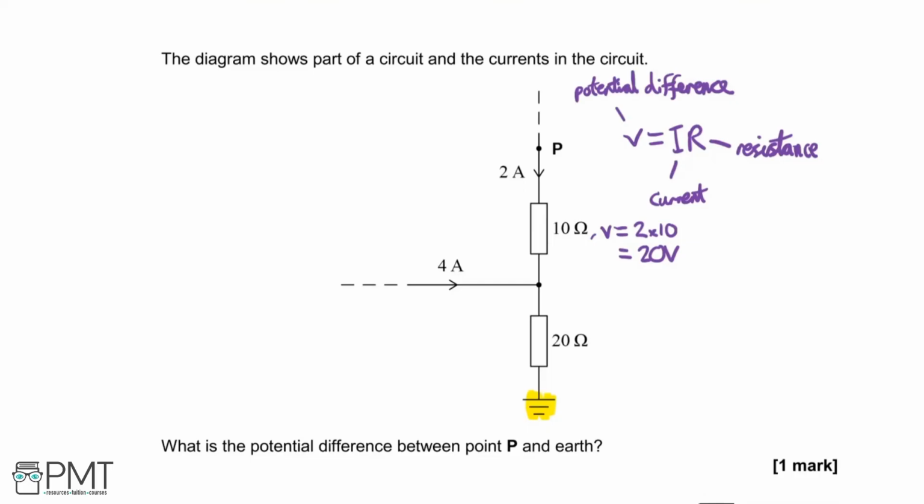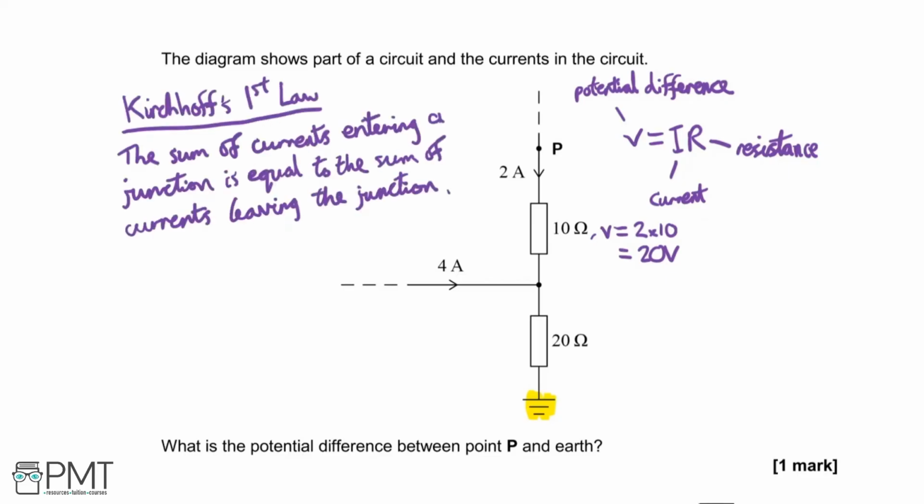Now, this is where Kirchhoff's first law comes in. The sum of currents entering a junction is equal to the sum of currents leaving the junction. And you can see that with this junction here, there are 2 amps coming in from the top and 4 amps coming in from the left. So leaving the junction through that lower down route, there must be 6 amps.